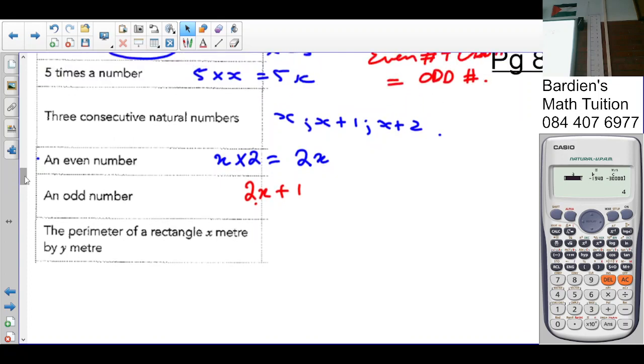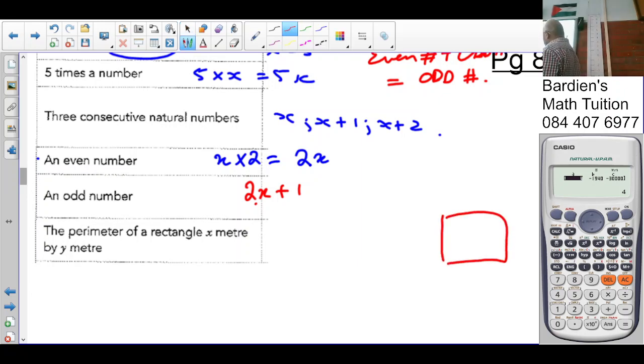The perimeter of the rectangle, x meters by y meters. So you've got the rectangle, your length is x and your breadth is y. So what will the perimeter be? 2x plus 2y. Okay, that one was easy. Nice.